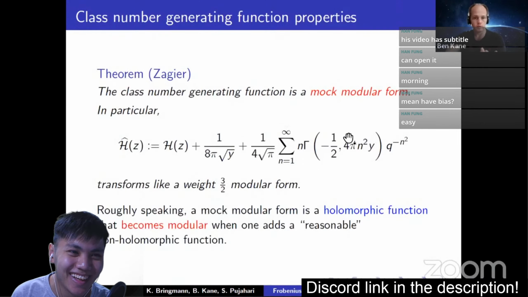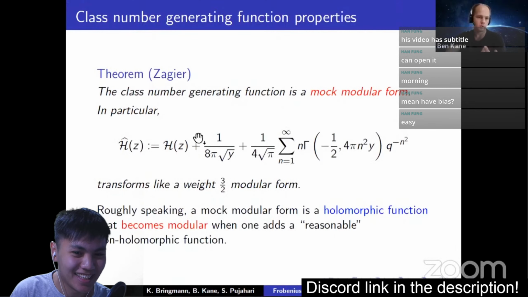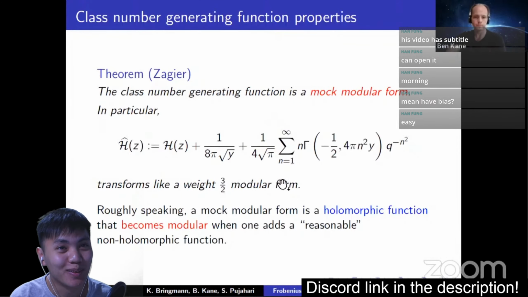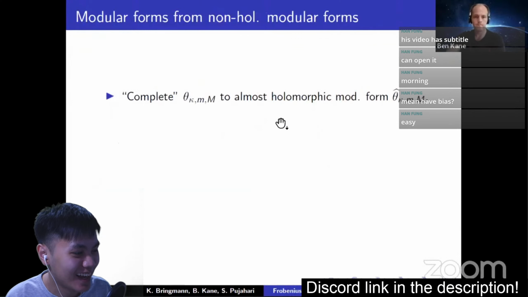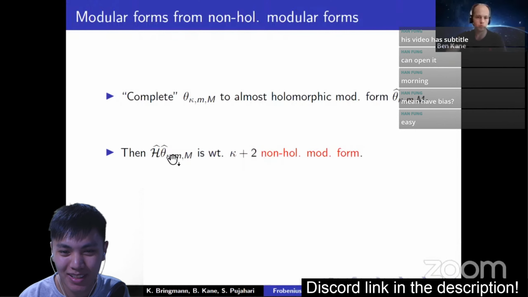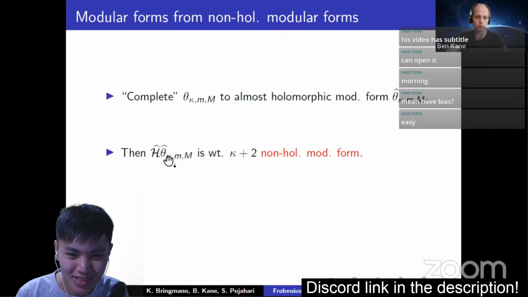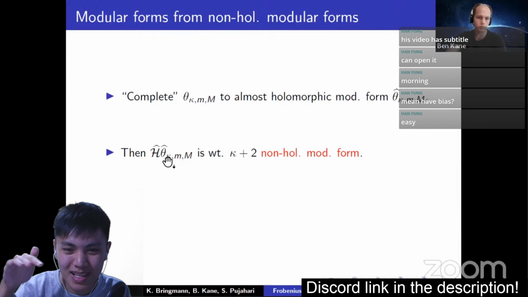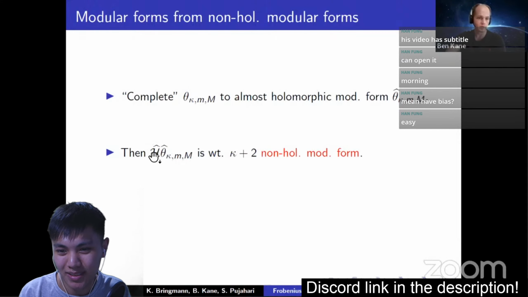And we have to add these terms for the class number generating function. So we complete both of them, and then we take the product. And this will be a kappa plus 2 non-holomorphic modular form because when we take the derivatives, the weight goes up by 2 every time. So the weight here will be exactly kappa plus a half, and this one has weight 3/2. So when we add them together, we get kappa plus 2. So this is a modular object, but it's not holomorphic. And what we'd like to do is we'd like to understand the holomorphic part of this that comes from not having the hats.